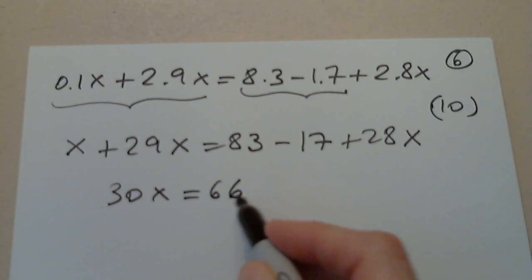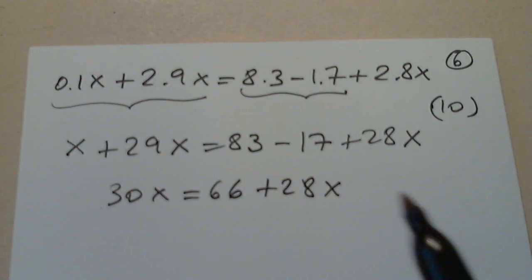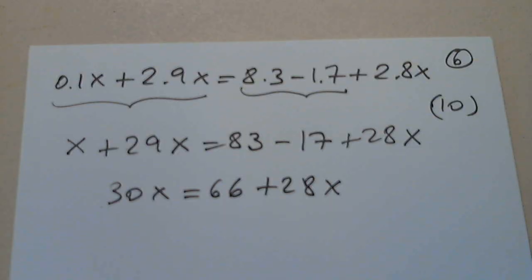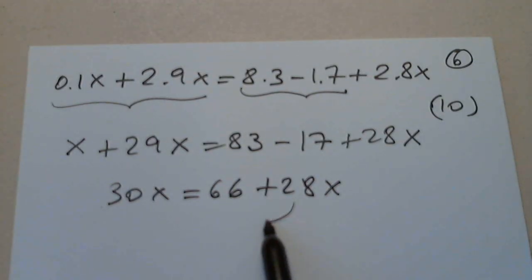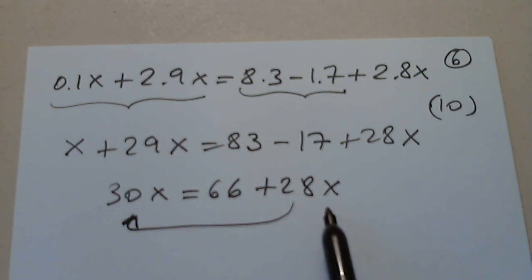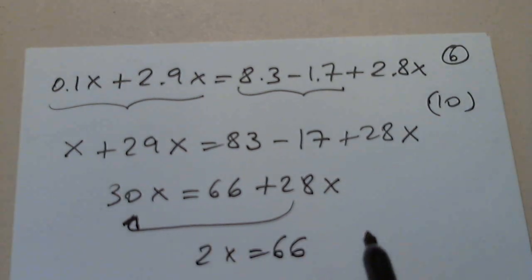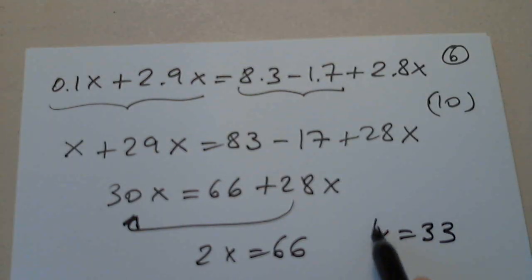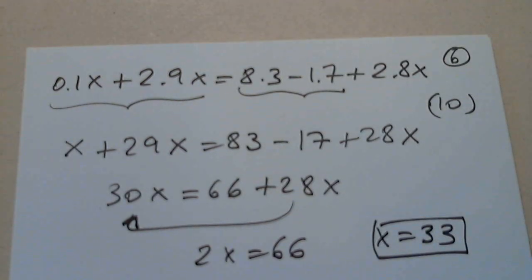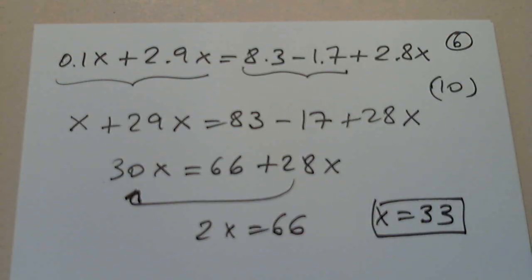What is it? Is it 66? Correct me, please. So all I have to do is move 28x to this side. Subtract 30 minus 28 is 2x = 66 and x = 33. Yes, I would go back and check, always.